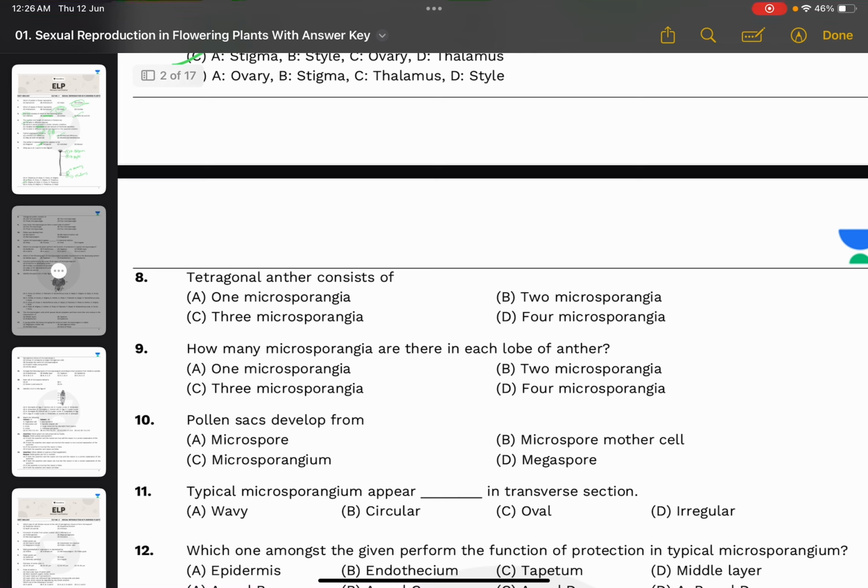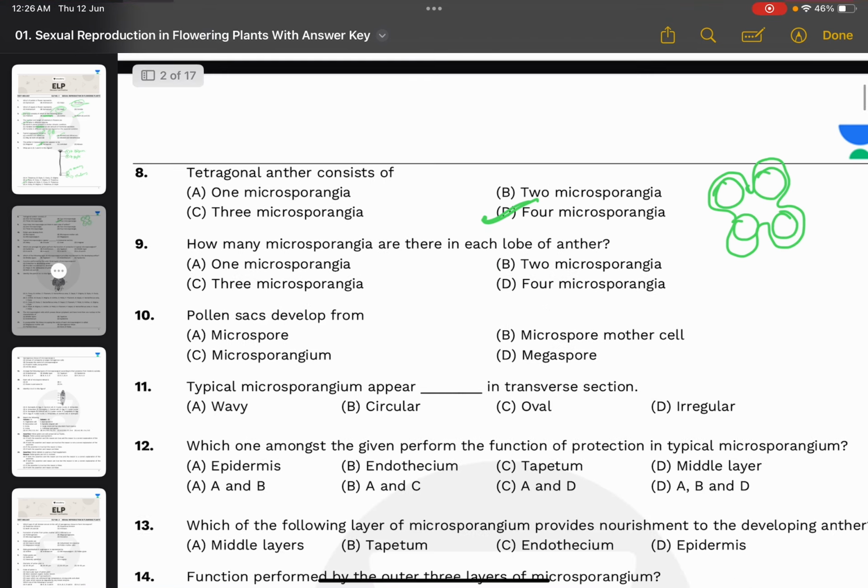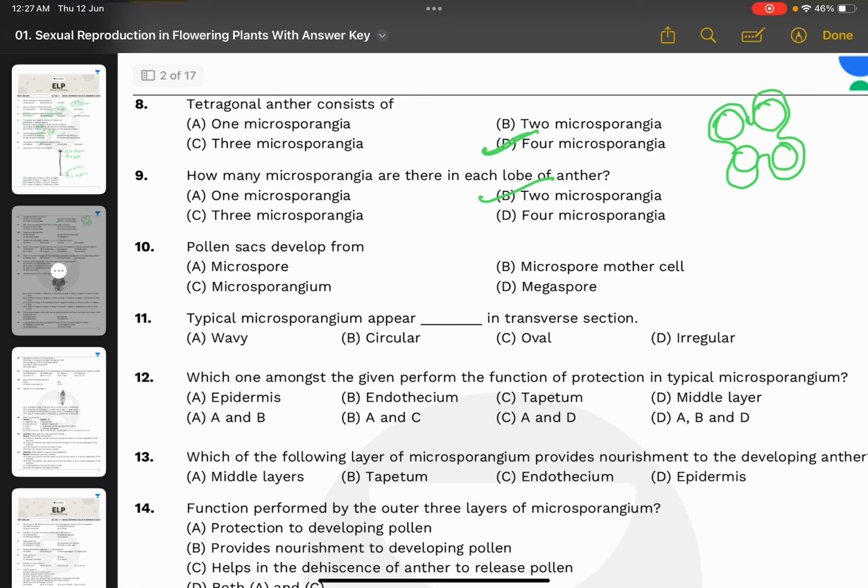Tetragonal anther consists of how many microsporangia: 1, 3, 2, or 4? So it is 4 microsporangia. The structure is like this, and here are 1, 2, 3 and 4 microsporangia. How many microsporangia are there in each lobe of anther? So 2 microsporangia.